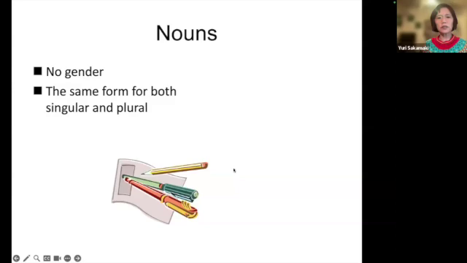The second unique thing about Japanese nouns is that it's the same form for both singular and plural. So we say something essentially like one pen, two pen, three pen. One book, two book, three book. We just do not put any S's or anything like that at the end of a noun to indicate there are more than one. So that's easy to learn. You just have to learn one noun form.